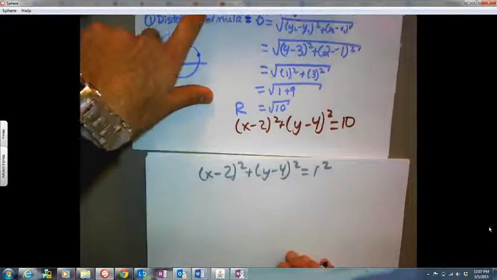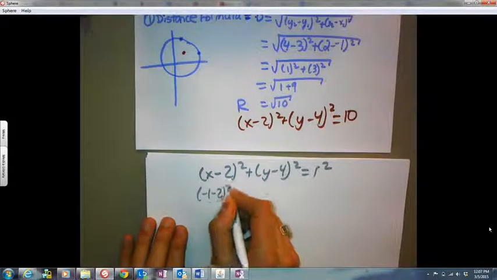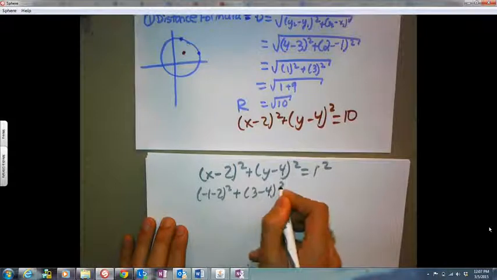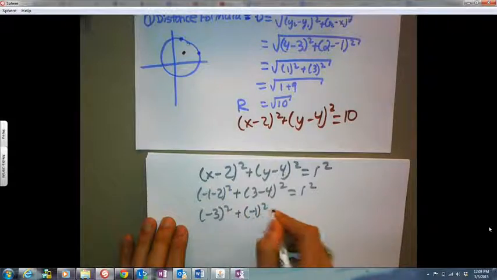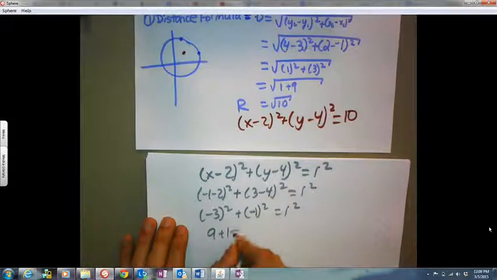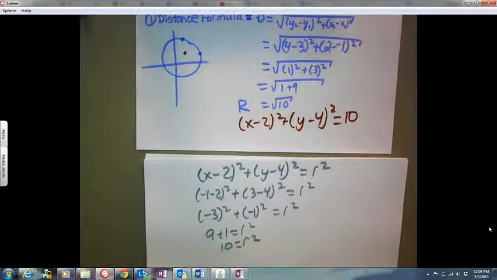Because if the circle goes through the point negative 1, 3, that has to satisfy the circle. You just put in negative 1, 3. And there you see that r squared is 10, which is what we got before. Either method is totally fine. Depends on which way you like more. Does not matter at all. Questions on that? Okay.